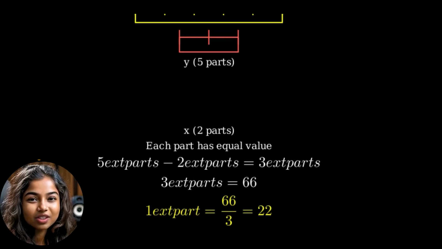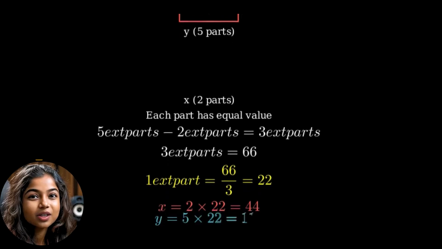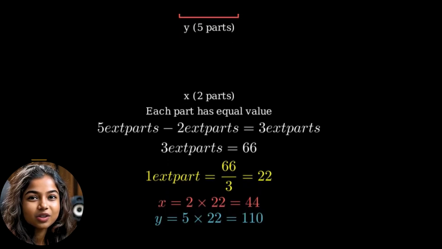Now we can find our two numbers. The smaller number x is 2 parts, so x equals 2 times 22, which is 44. The larger number y is 5 parts, so y equals 5 times 22, which is 110.